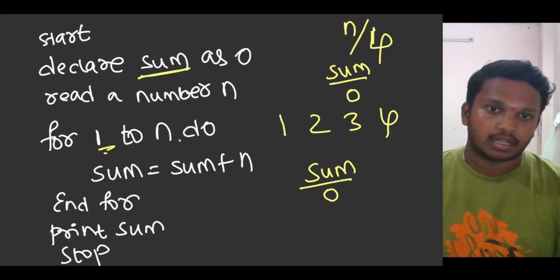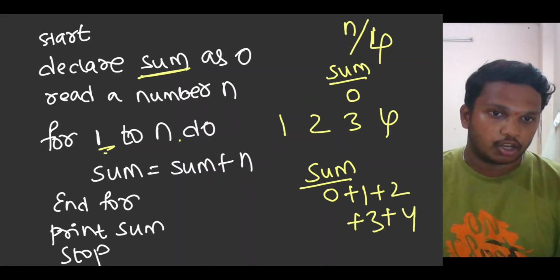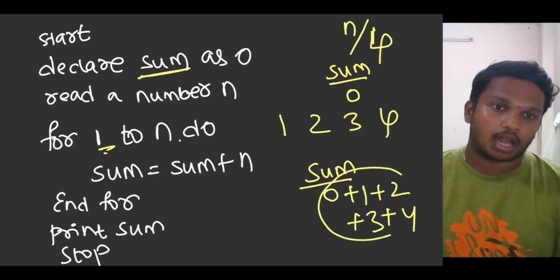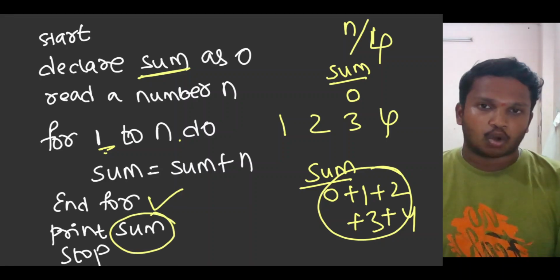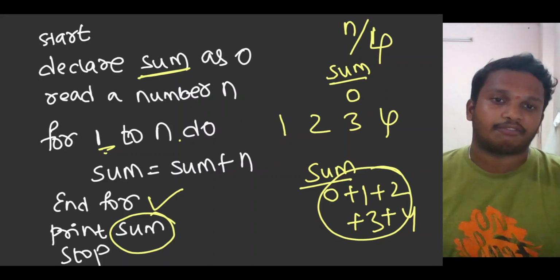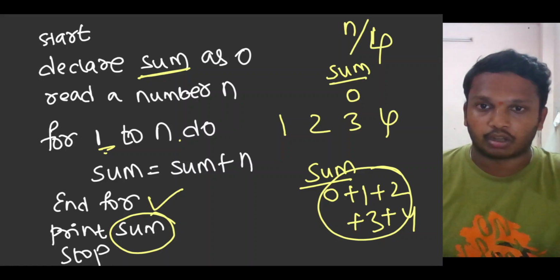First time it will add plus 1. Second time n value becomes 2. Third time n value 3. Fourth time n value becomes 4. So we store the answer in some variable. Then we will stop the for loop and we will print this sum. Now we have calculated the sum of first n natural numbers. I hope the algorithm is clear.